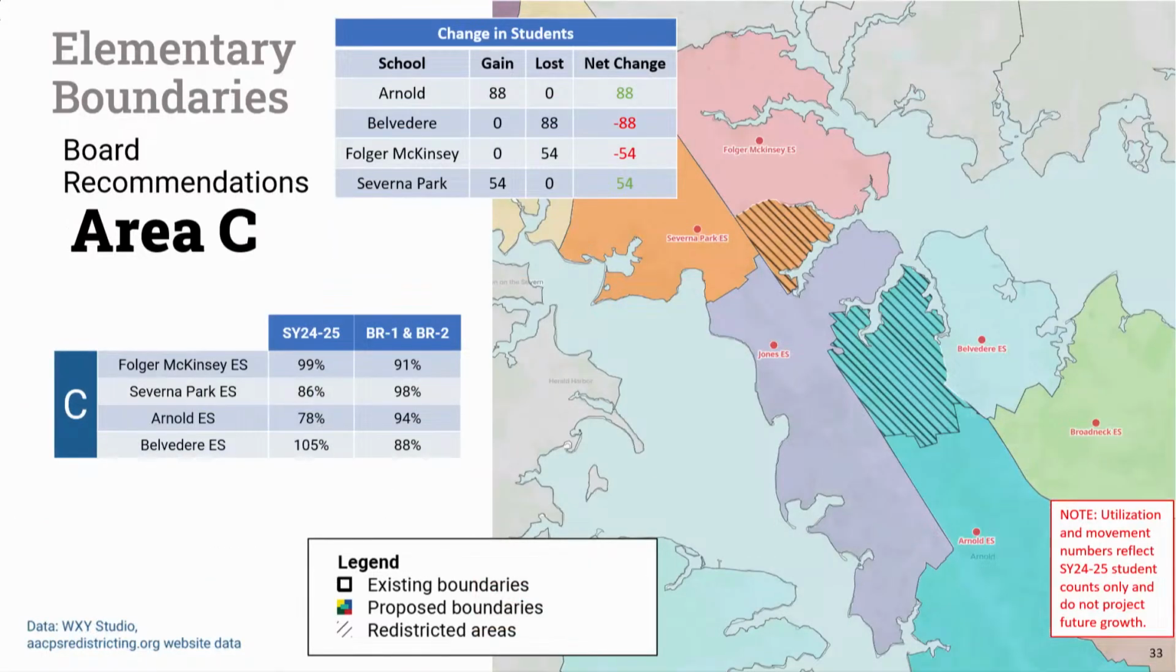In Area C, the Severna Park and Broadneck clusters, BR1 and BR2 have the same boundary adjustments as SR1 and SR2. Arnold Elementary School gains 88 students from Belvedere Elementary to alleviate overcrowding. This adjustment brings the utilization under 100% at Belvedere. Severna Park Elementary gains 54 students from Folger McKenzie.